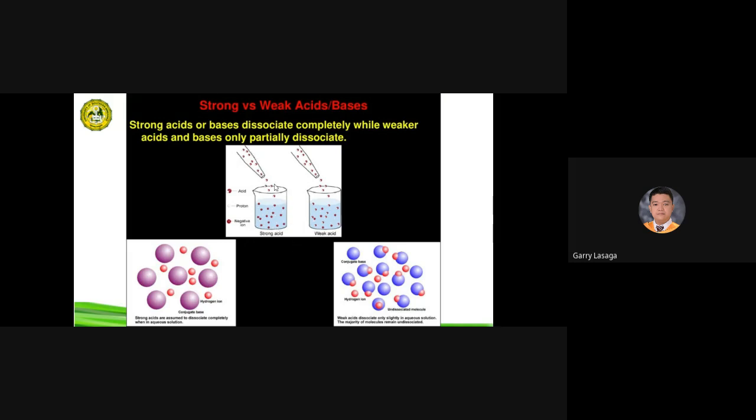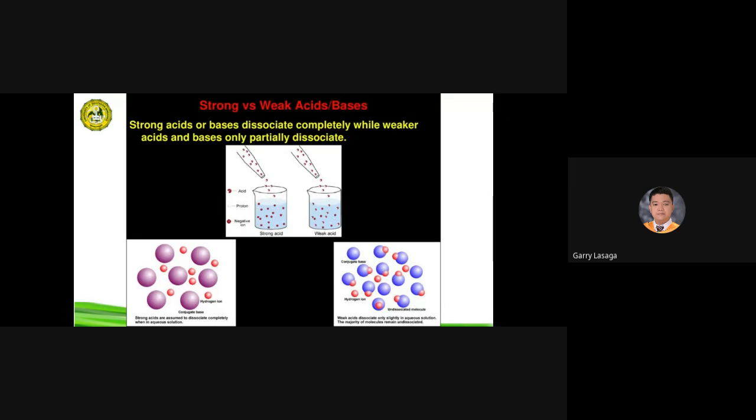So for example, when we are going to place a strong acid in an aqueous solution or in water, the strong acid will completely dissociate when it is put in water. So the molecules of our acid will completely dissociate in water. For a weak acid, when we put a weak acid in a solution, the components of that weak acid will not dissociate completely from each other. So in this case, some of the components of the weak acid dissociate, but most of these are still attached in the solution. Majority are still in the undissociated form.